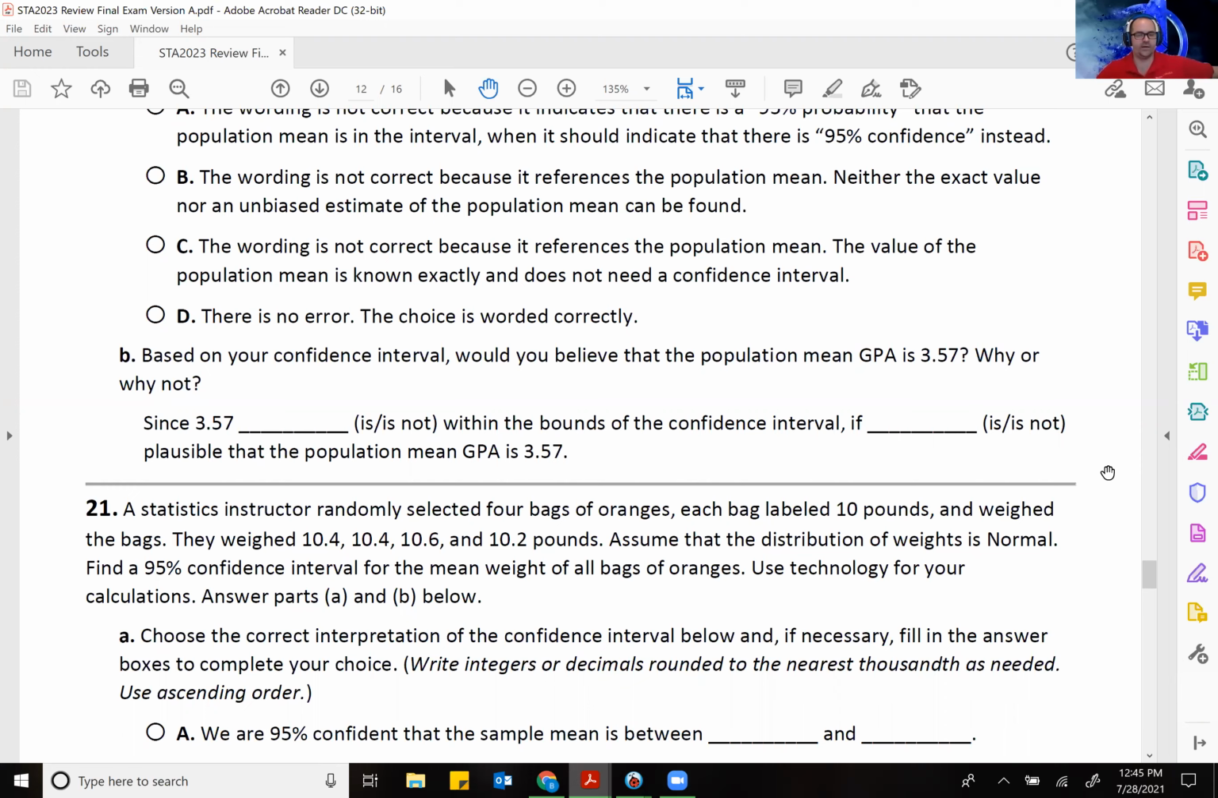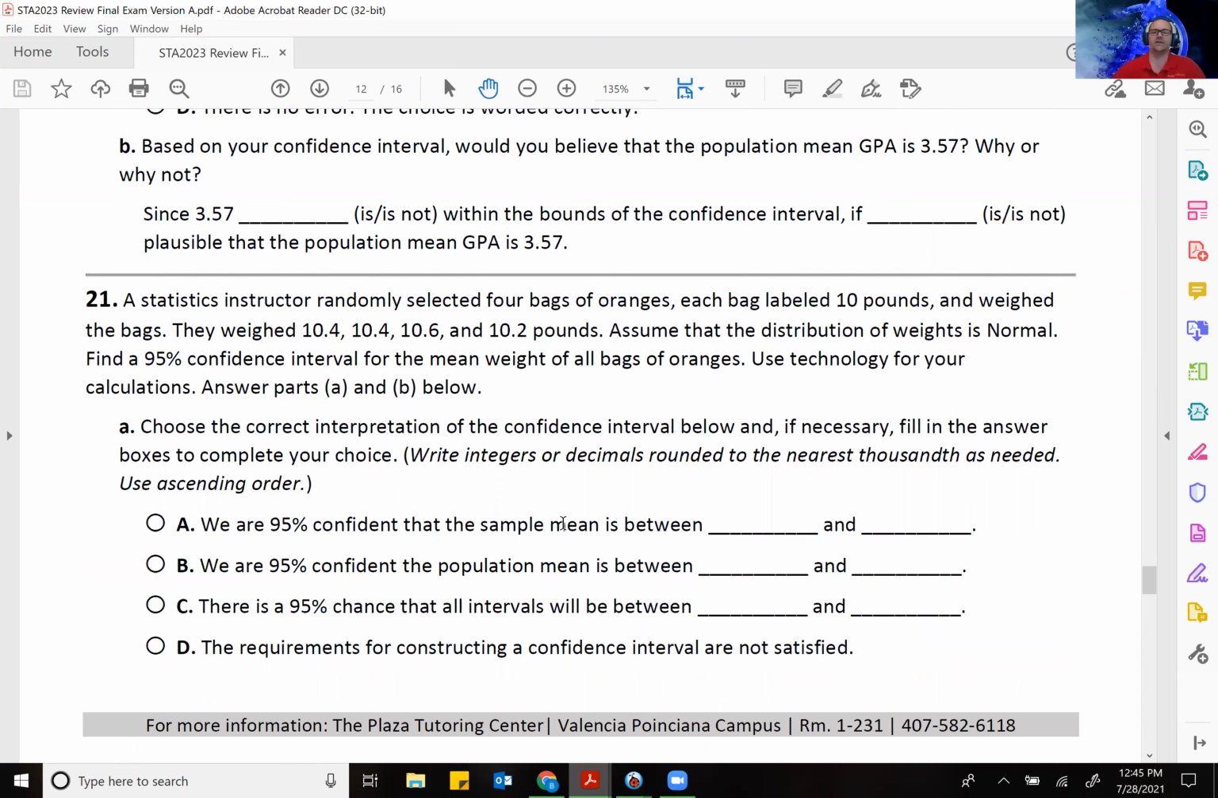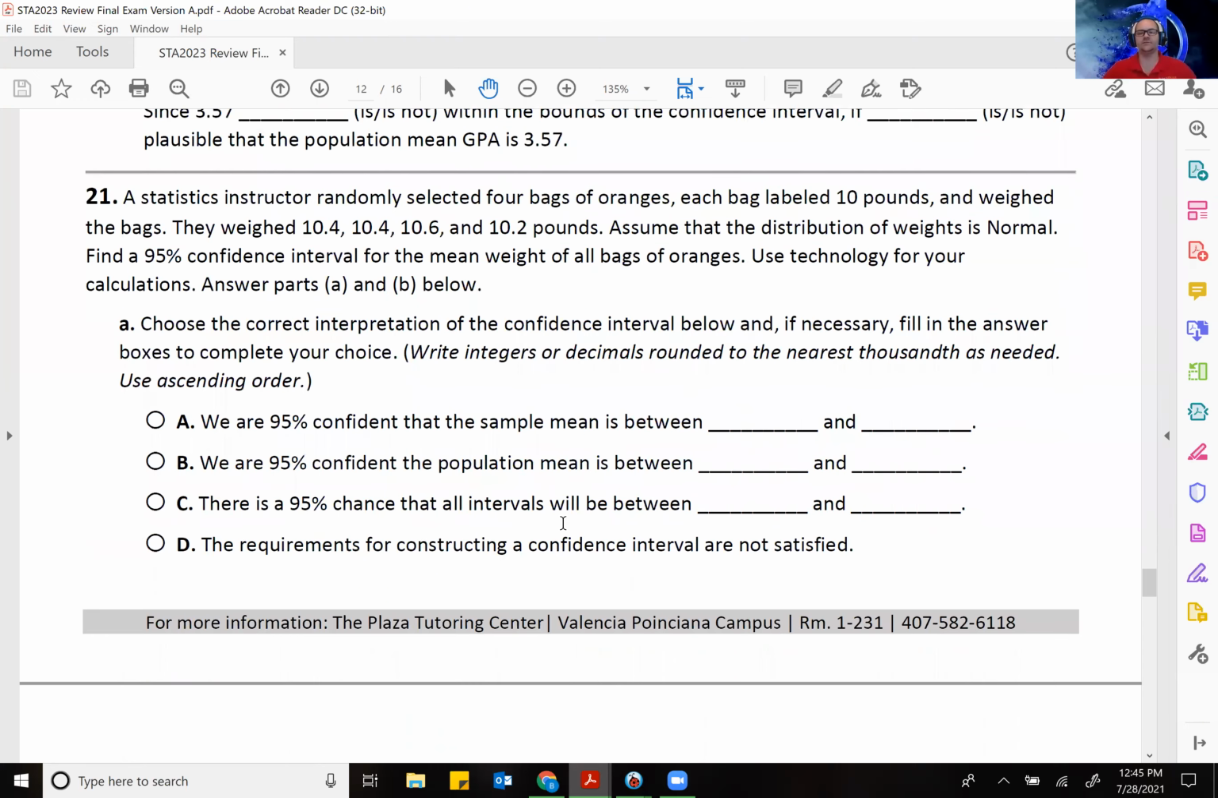All right, here we go, moving on. A statistics instructor randomly selects 4 bags of oranges, each bag labeled 10 pounds, and weighed the bags. They weigh 10.4, 10.4, 10.6, and 10.2. Assume the distribution of weight is normal. Find a 95% confidence interval for the mean weight of all bags. Use technology for your calculations. So this one is definitely technology A-OK.